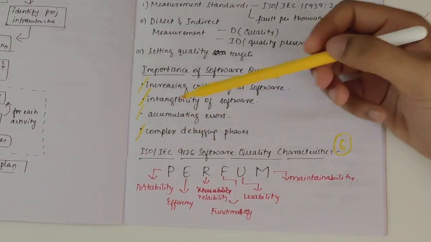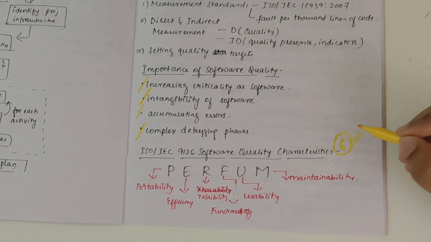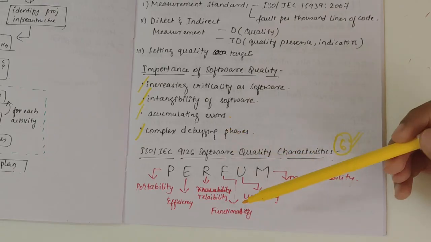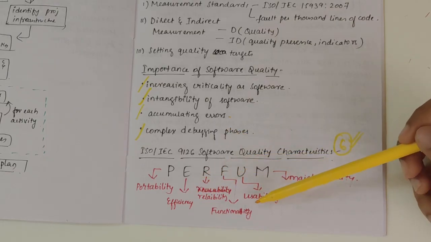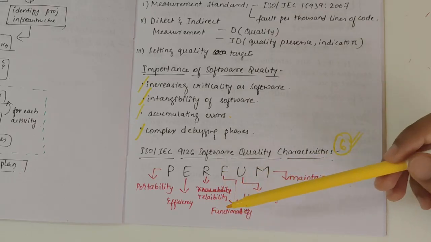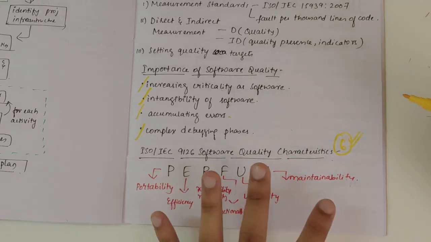Next we have ISO IEC 9126 software quality characteristics. There are 6 characteristics here which can be remembered as PERFUM. P stands for portability, then efficiency, usability, reliability, functionality, and maintainability. We'll look into these one by one.